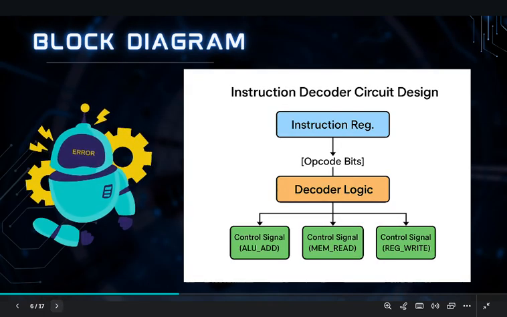This block diagram shows how the instruction decoder fits within the CPU architecture. The process starts with the instruction memory, which sends the instruction to the instruction register. The instruction decoder then takes the opcode part and interprets it. It generates specific control signals that guide the ALU, registers, and memory to perform the required operations. Every block here works in harmony to ensure the CPU performs instructions efficiently.